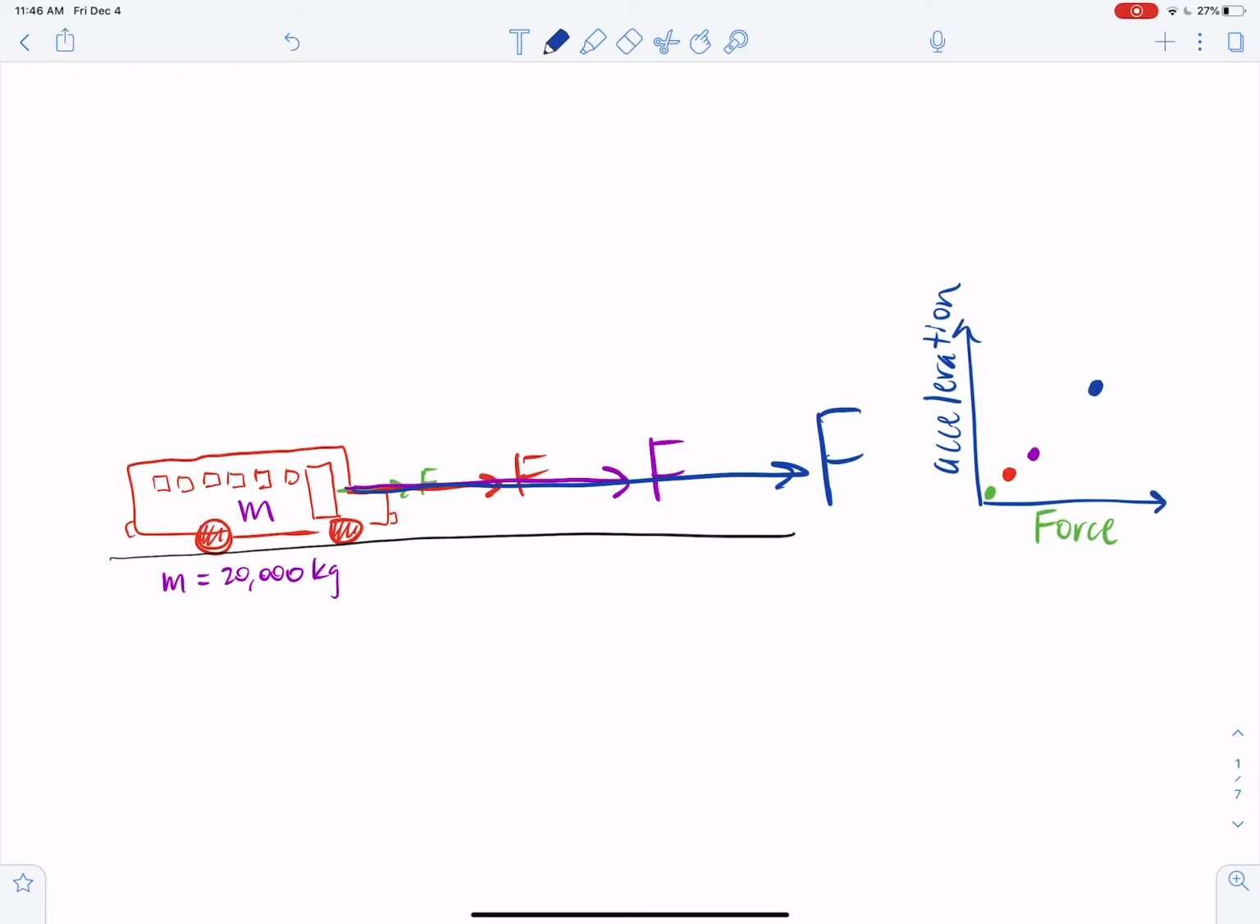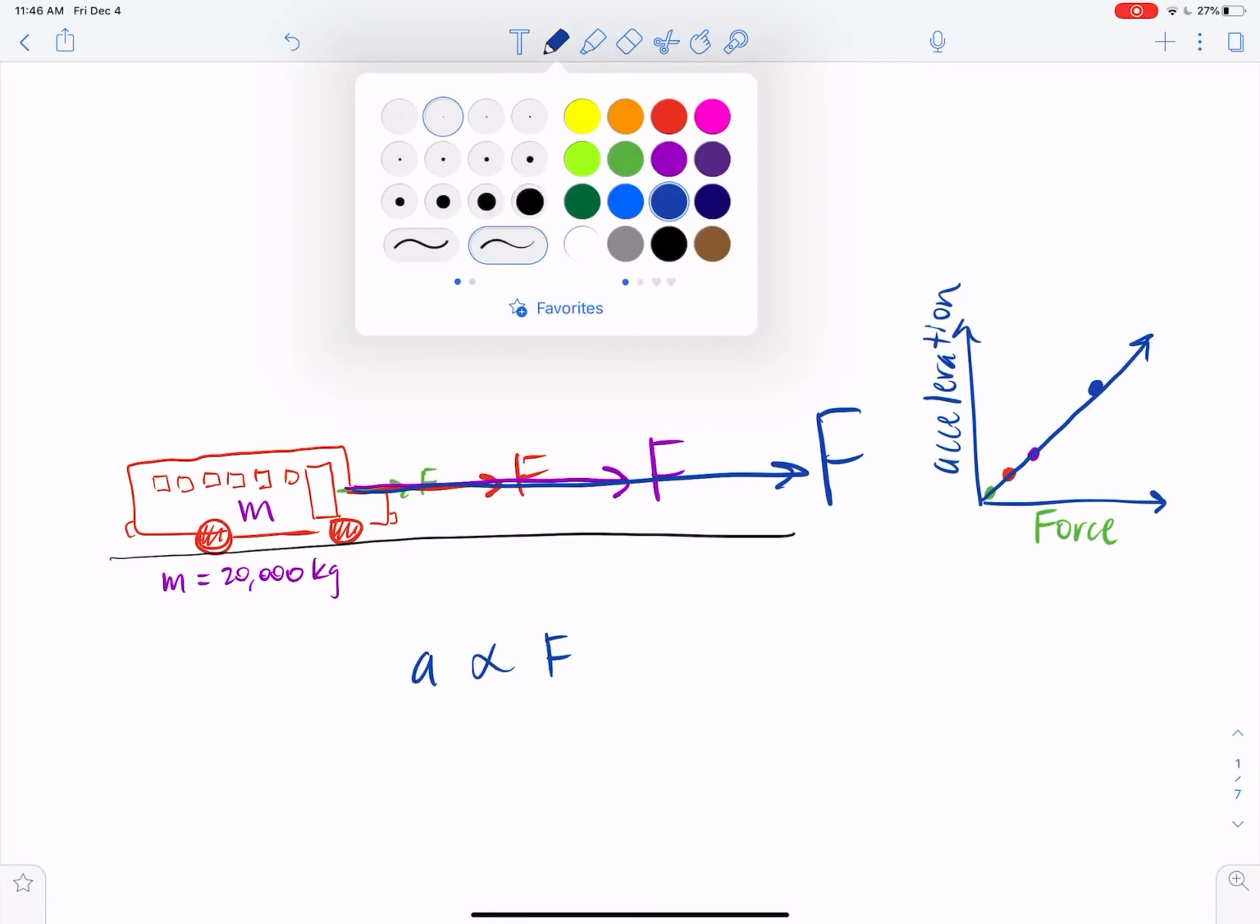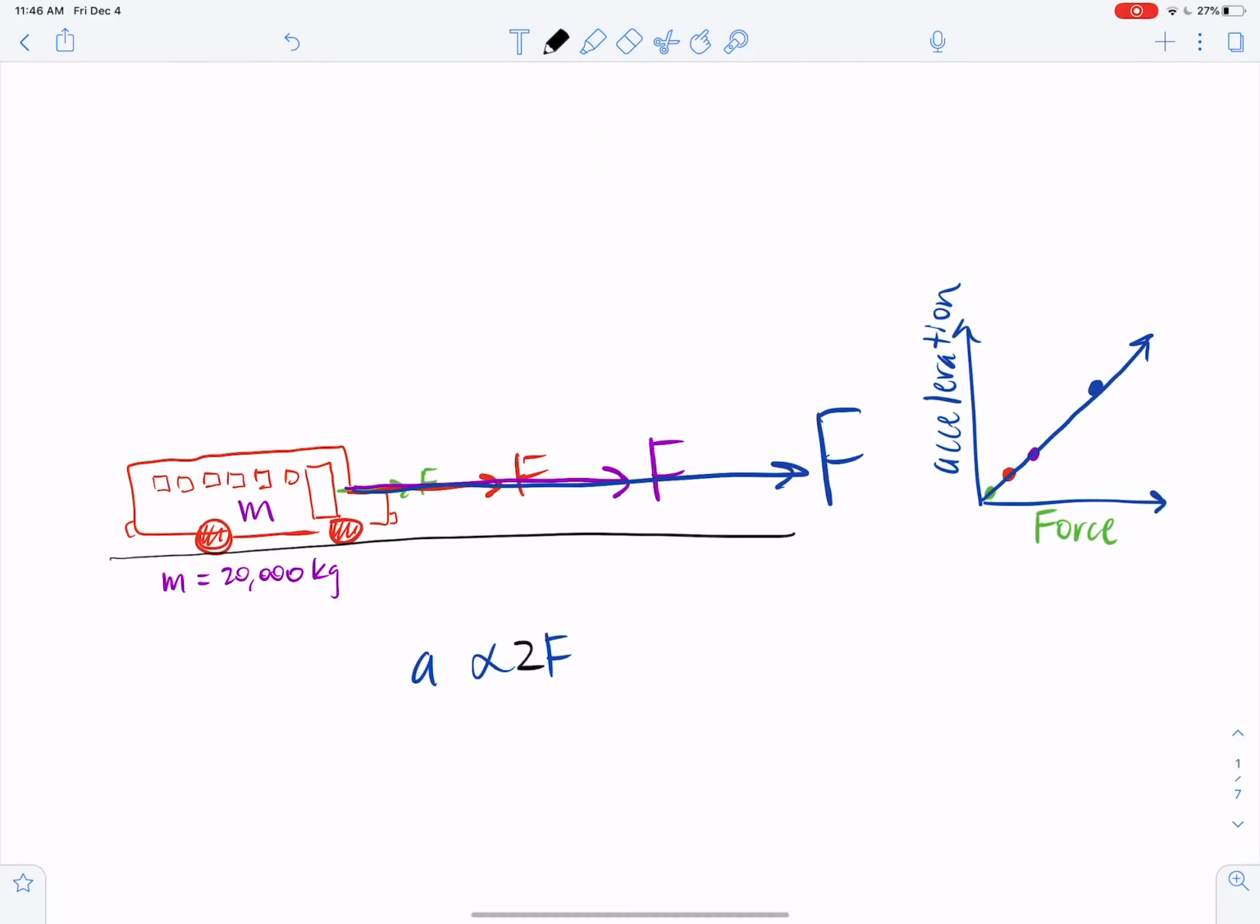If I draw a trend line, I would notice that the line is straight, moves up and to the right, which tells me that the acceleration is directly proportional to the force. And in math, we can write it this way. Acceleration is directly proportional to the force, which means that if I was to double the force, I would get twice the acceleration. And if I was to triple the force, I would get 3 times the acceleration. And if I was to multiply the force by a factor of 10, I would get 10 times the acceleration. So we say that the acceleration is directly proportional to the force.